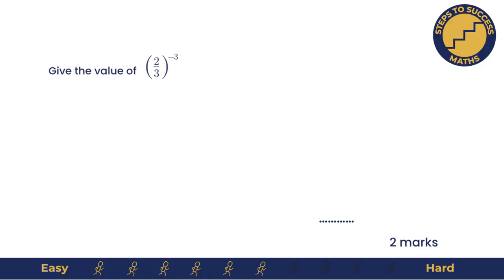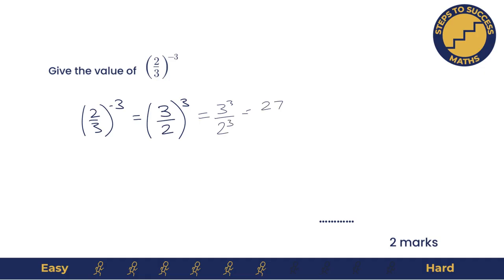Give the value of 2/3 to the power of negative 3. So negative means reciprocal. So flip over the fraction. So this time it's 3 over 2 to the power of 3, which gives us 3 cubed over 2 cubed. And 3 cubed, 3 times 3 is 9, times 3 is 27. And 2 cubed, 2 times 2 is 4, times 2 is 8. We've got 27 over 8.